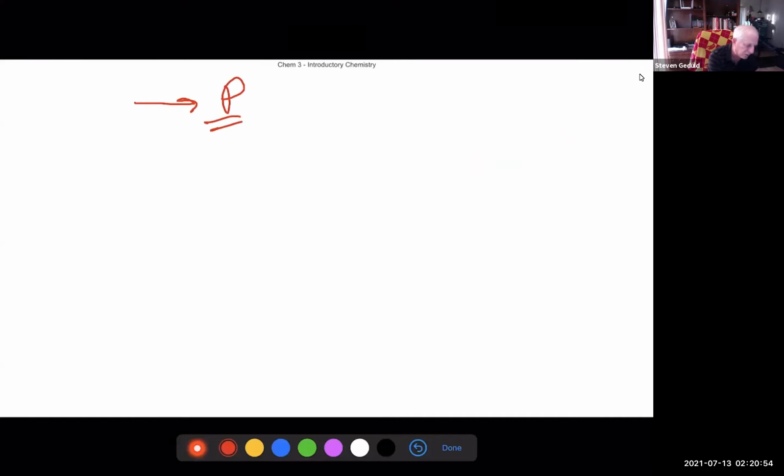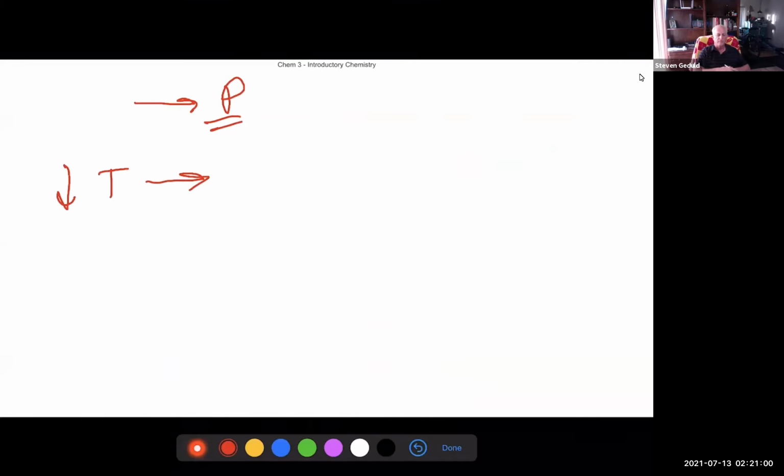Okay, a decrease in temperature. What does a decrease in temperature do to the pressure? Does it increase it, decrease it, or not affect it at all? If you lower the temperature, what happens to the pressure? Don't change anything else, just the temperature. What's it going to do to the pressure?